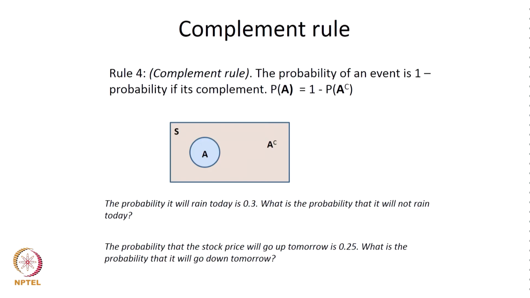Now let us look at a fourth rule, which is called the complement rule. Probability of an event is 1 minus probability of its complement. So P of A is equal to 1 minus P of A complement.